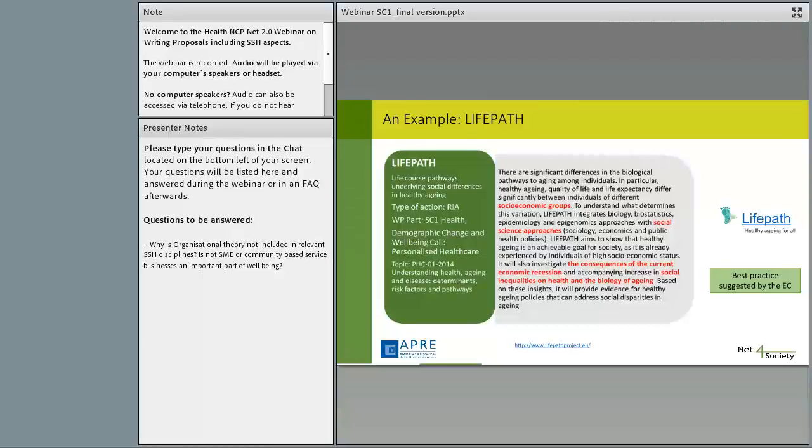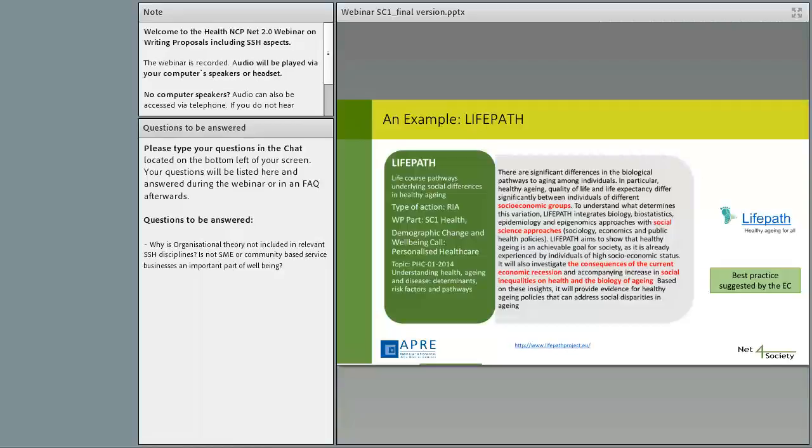The first example is the LifePath project. LifePath, the acronym, is for Life Course Pathways Underlying Social Differences in Healthy Aging. So the aim of this project is to analyze and to study the social differences that are determinant for healthy aging. So this project was for the topic Personal Health Care 1/2014, Understanding Health, Aging and Disease: Determinants, Risk Factors and Pathways, a Research and Innovation Action.